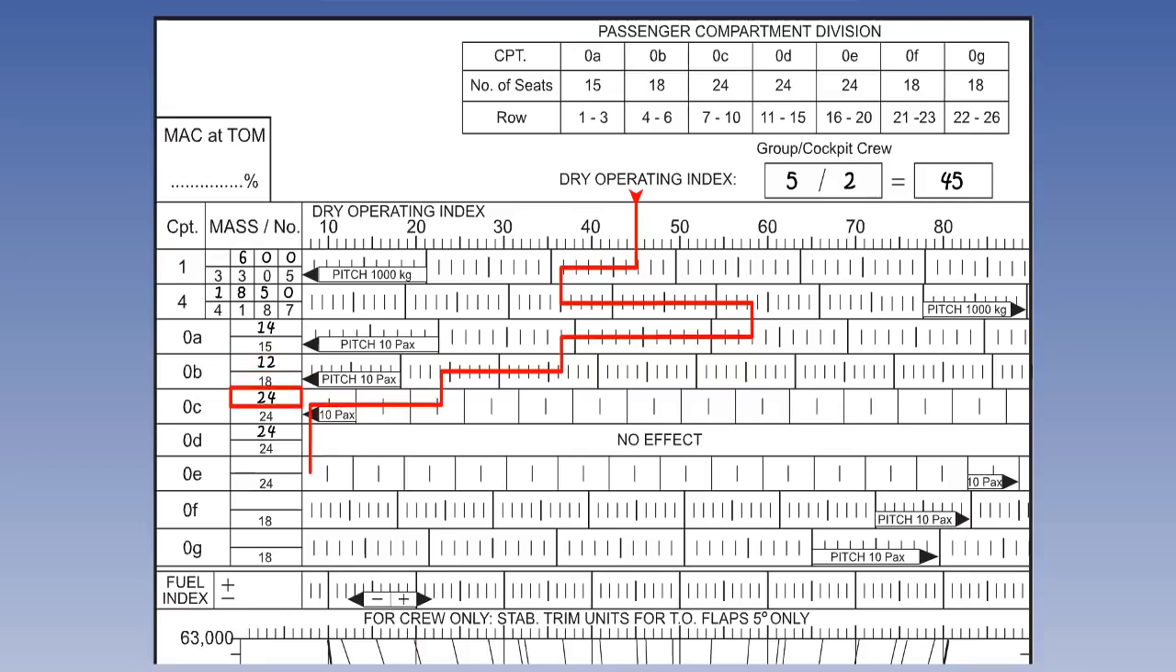In compartment OC, enter 24 and from the vertical line move left 2.4 units and drop a vertical line to box OE, passing through the box OD, which has no effect on the centre of gravity. In compartment OE, enter 24 and from the vertical line move right 2.4 units and drop a vertical line down to the box below. And in box OF, enter 16, then move right 16 units and drop a vertical line down to the box below.